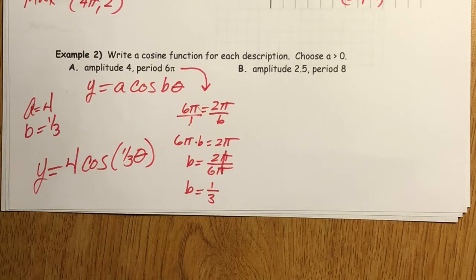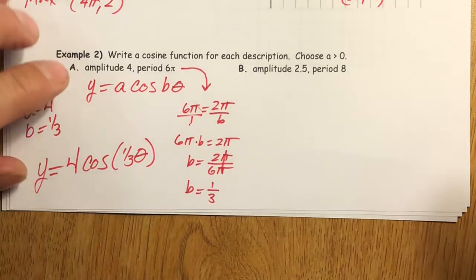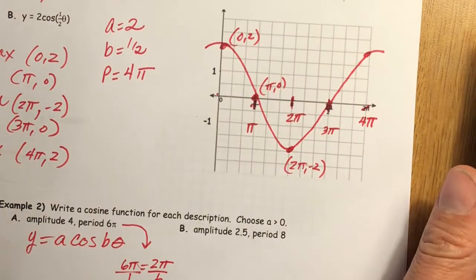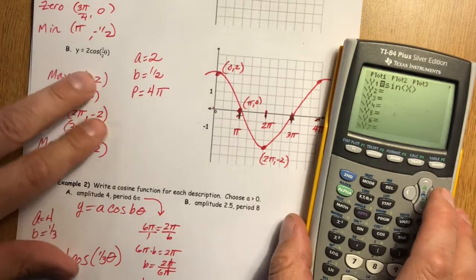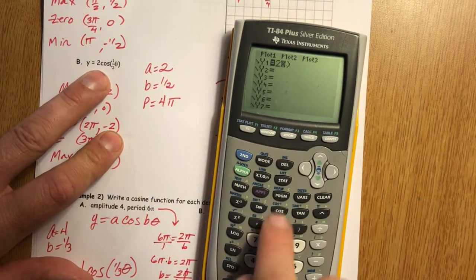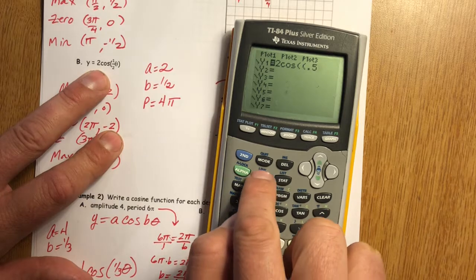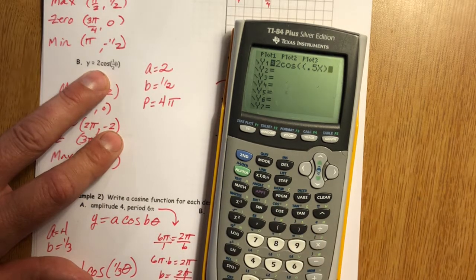All right, I'm gonna go back real quick just to this example, because I wanted to show you guys how to check this on your calculator. If I wanted to type in 2 cosine, parenthesis, 0.5, and then we'll just put x for theta, because that's the unknown.